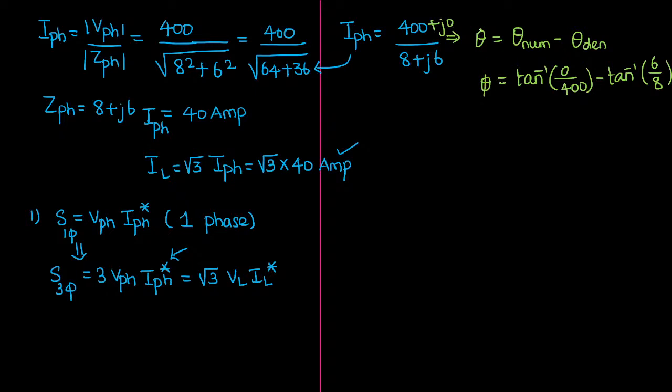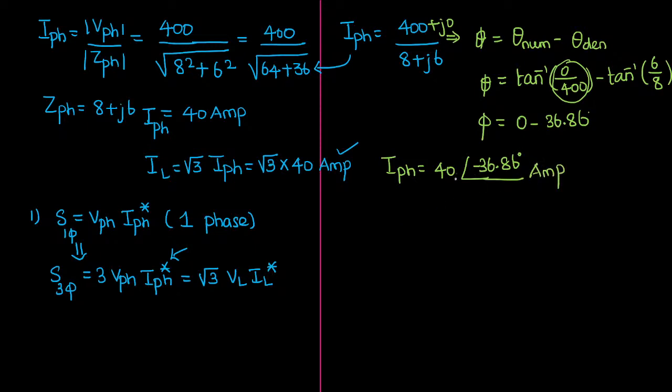You can also keep pi, because I am using pi only. Nothing is wrong. The first part, tan inverse of 0 by 400, will be 0. Tan inverse of 0 becomes 0, minus tan inverse of 6 by 8, which is 36.86 degree. So the per phase current in polar form can be written as magnitude 40 ampere at an angle of minus 36.86 degree ampere.